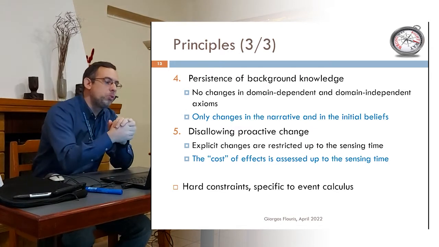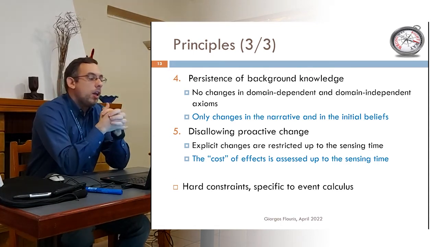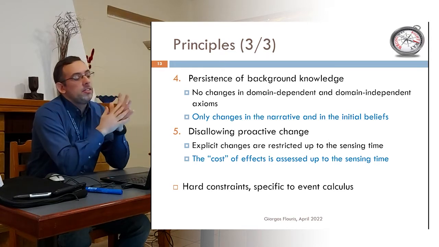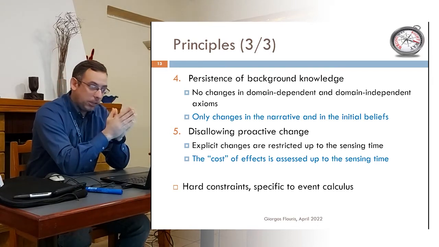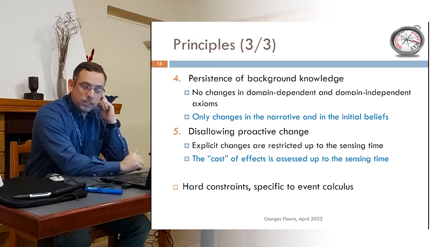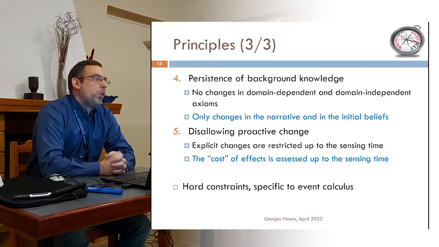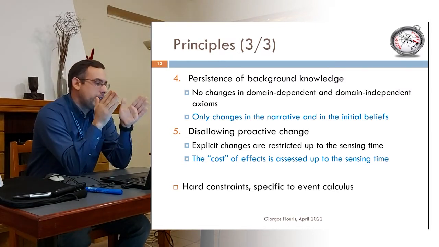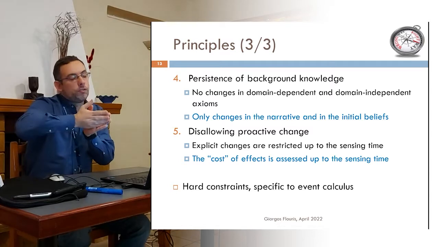However, we have also two more principles which are not in the mainstream belief revision literature. They are specific to the event calculus. The first one is the persistence of background knowledge, which is what I already mentioned: we will not allow any changes in the domain-independent and domain-dependent axioms. Only changes to the narrative and the initial beliefs. And the second hard constraint that is specific to event calculus is the principle of disallowing proactive change. This means that changes can be made at any time point, but explicit changes will be restricted up to the sensing time. This makes sense because any change you make after the sensing time will not eventually resolve the contradiction.